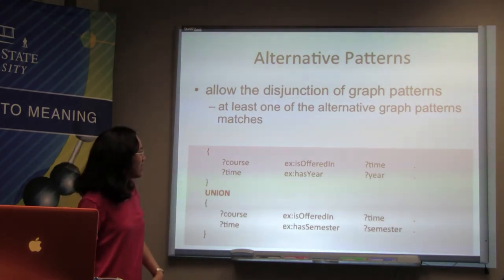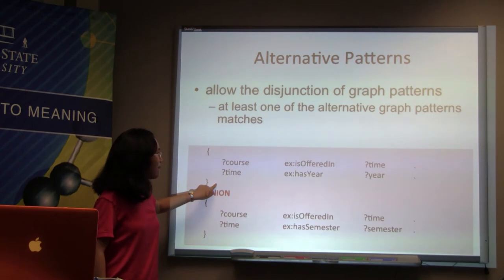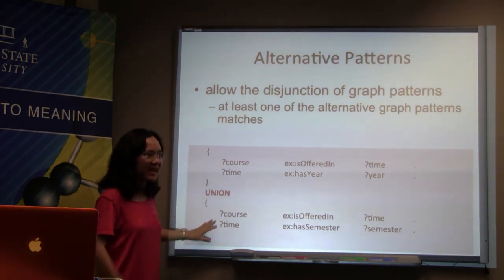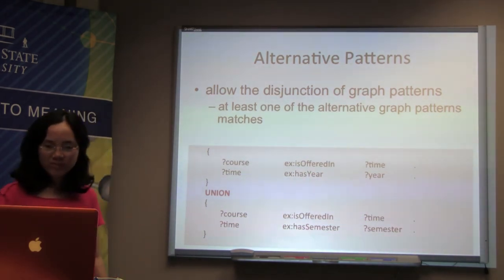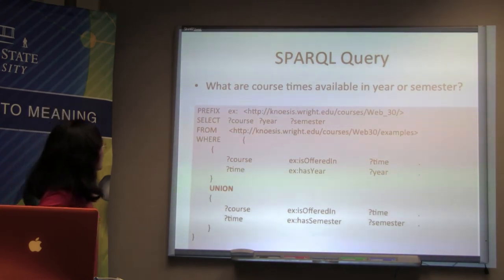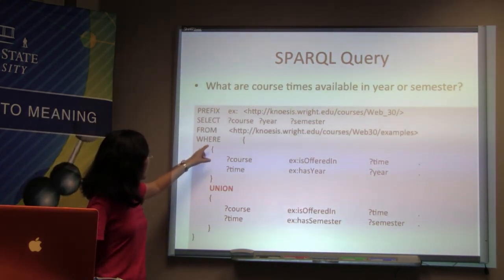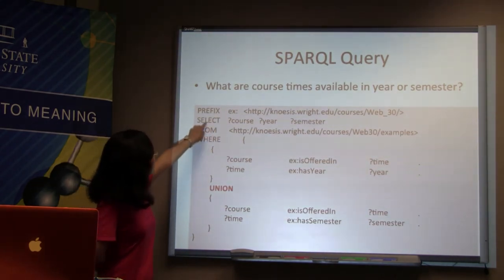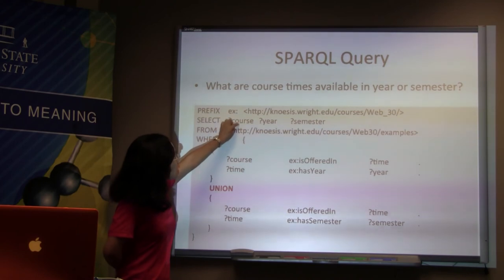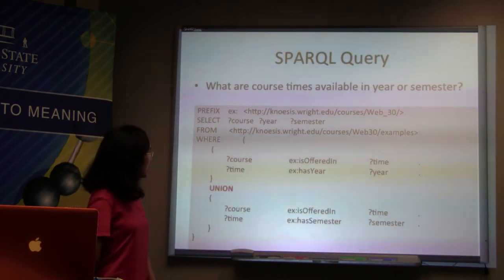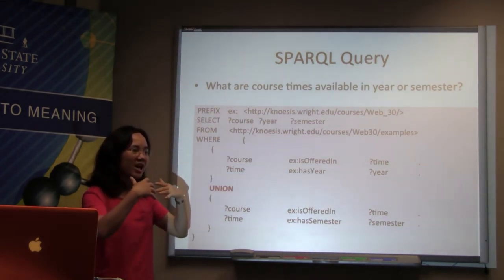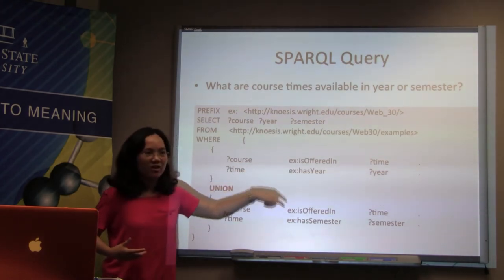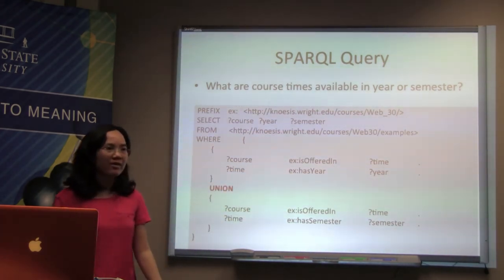So let's say you can execute this pattern independently from that pattern. After that, we merge the results. So basically, it's a union operation. So in this SPARQL query, we put the union clause into the SPARQL query where we select the course, year, and semester. So that means for the same course, in one row, it may specify either year or semester. It may not have both in the same row. It will look like this.